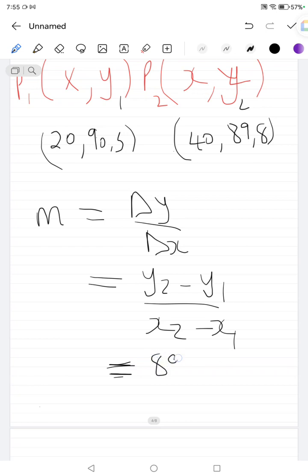You have your 89.8 minus your 90.5. Then your x.